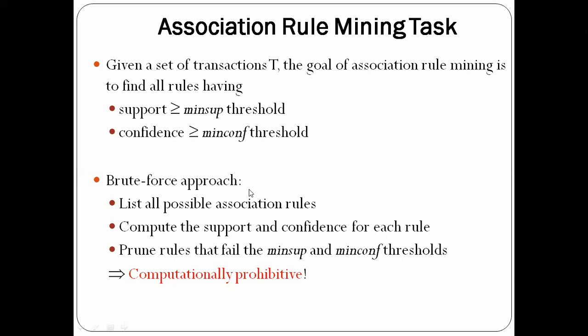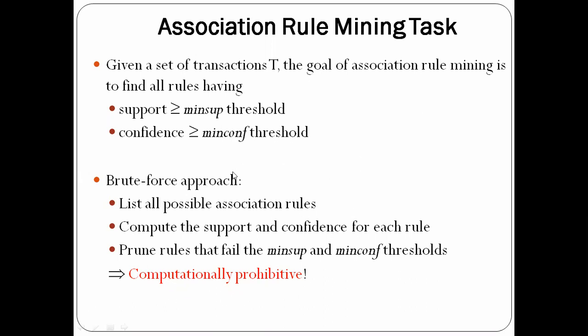Then we will compare the support and confidence with the minimum support and minimum confidence given by the user. We remove those rules which are not interesting, which are less than this minimum support and confidence. That is called pruning. We will remove all those rules which do not have support and confidence greater than or equal to minimum support and minimum confidence. If it is less than these values, we will remove those association rules.